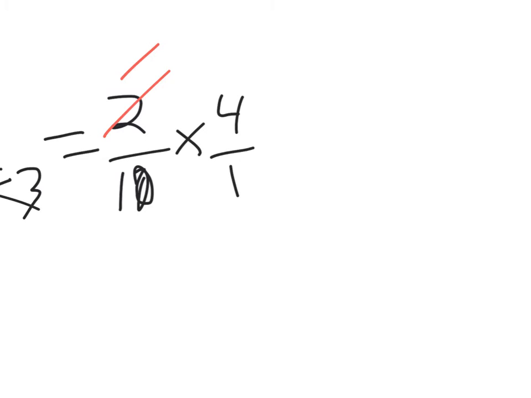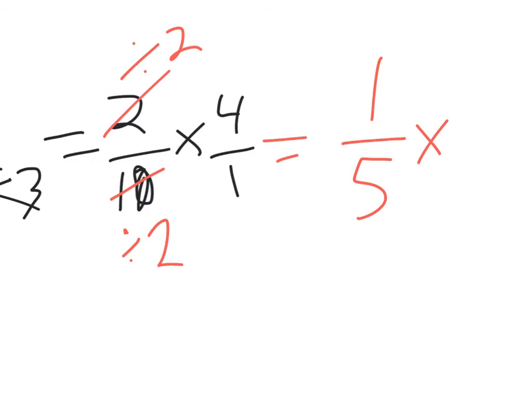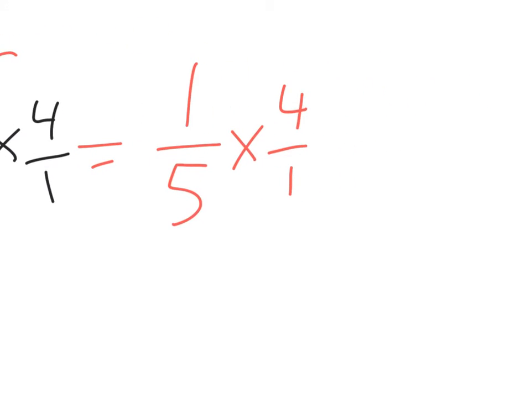Okay, so we can do 2 here and 2 here, right? You could have also done 10 and 4, but I'm staying on the same side, okay? Now, 2 goes into 2 how many times? 1. And then 2 goes into 10 how many times? 5, right? Multiply by what? 4 over 1, right? Now, what's the next step? Multiply across. What's 1 times 4? 4. 4 over 5.